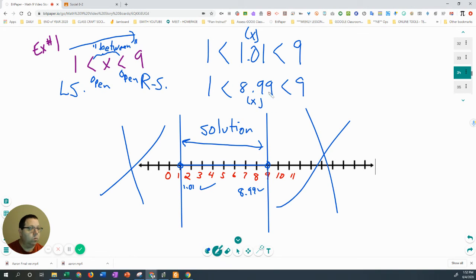Okay, again, obviously I used exaggerated examples to just show you that technically that's a viable solution, that's a viable solution, right? 0.9 does not work, right? 9 itself does not work. 9.3 doesn't work. 10 doesn't work, right? And you get the idea.